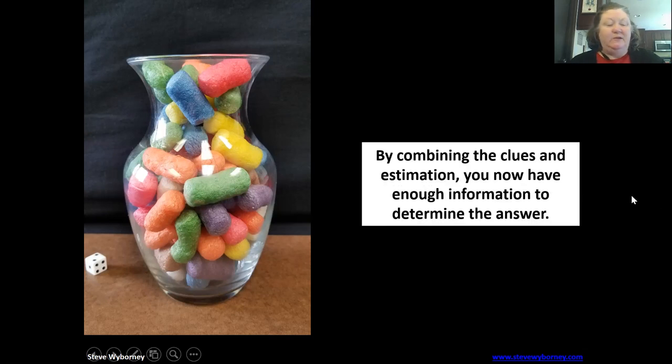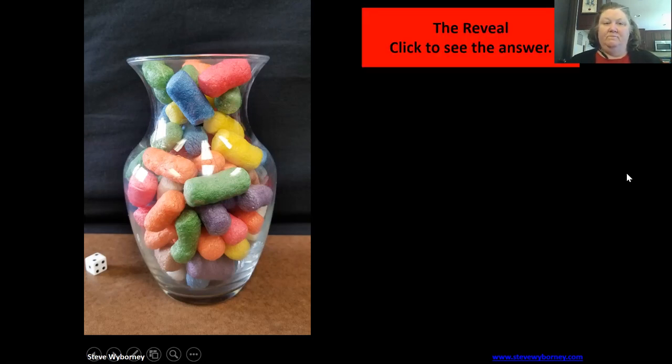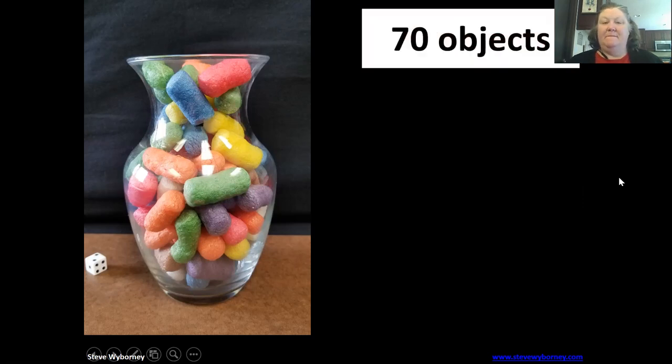So with this information, you should be able to fine-tune your answer and be ready for the reveal. There were 70 objects in this jar.